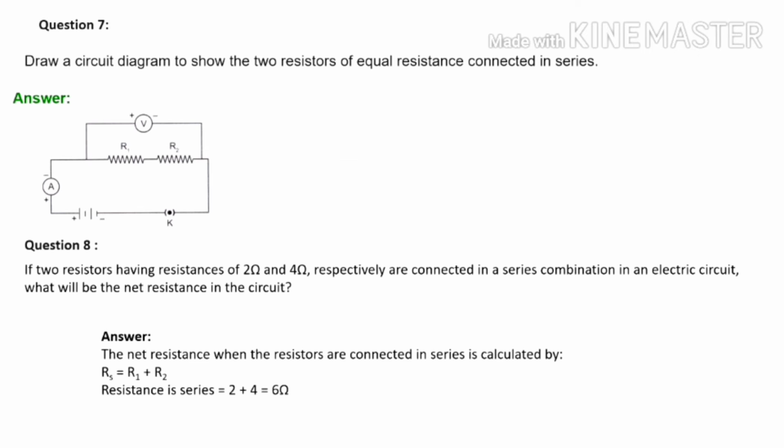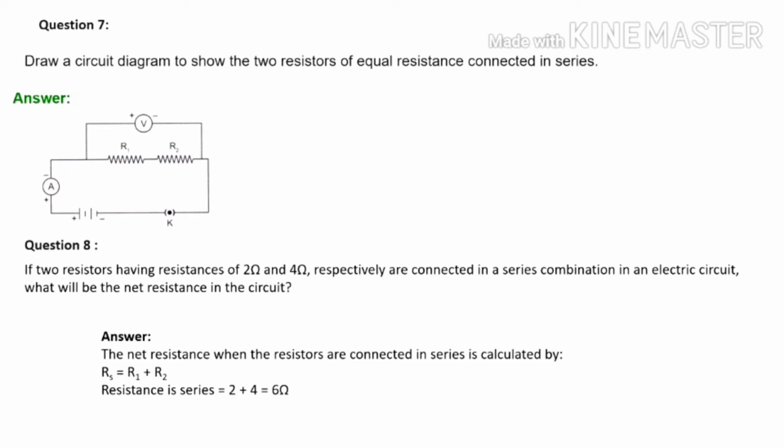After that, next problem: draw a circuit diagram to show two resistors of equal resistance connected in series. At first, you already know that an ammeter is always connected in series and a voltmeter in parallel. So I take a battery and connect two resistors, R1 and R2. The ammeter is always connected in series, so here is the ammeter and the voltmeter. One key, for switching on or switching off, is for this purpose. Okay.